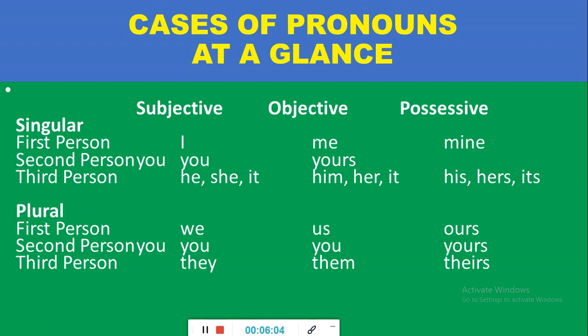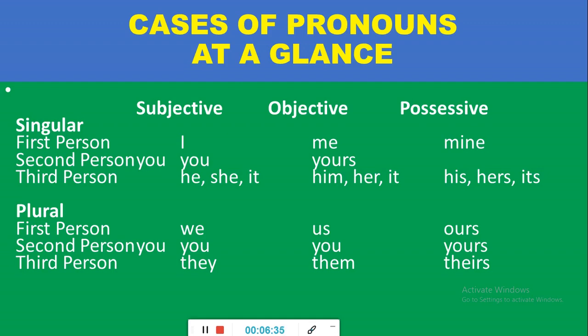Then we look at the cases, the subjective, the objective, the possessive. So when we say I, it is used in a sentence where I is referring to the doer of an action. For instance, I did my assignment yesterday.